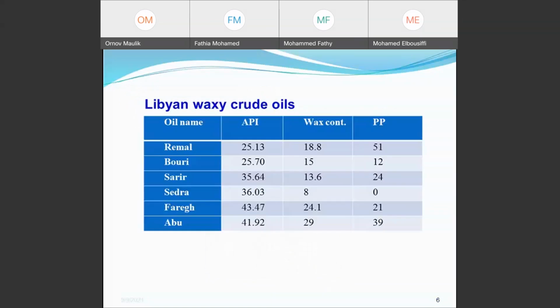Here, this table shows some Libyan waxy crude oil. If you can see here, the wax content ranges from 8 to above 29.